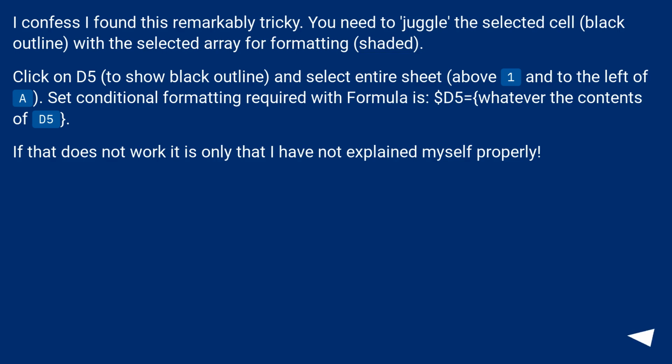I confess I found this remarkably tricky. You need to juggle the selected cell, black outline, with the selected array for formatting, shaded. Click on D5 to show black outline, and select entire sheet, above 1 and to the left of A. Set conditional formatting required with formula is $D5 equals whatever the contents of D5. If that does not work, it is only that I have not explained myself properly.